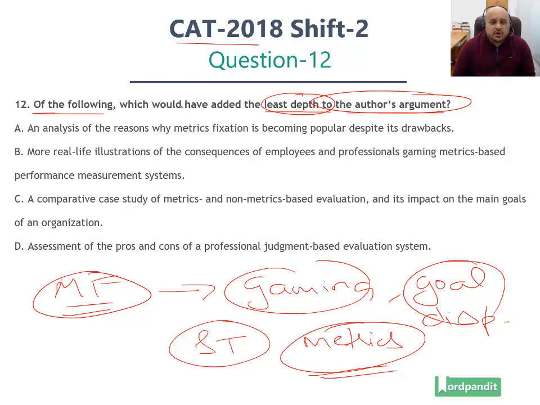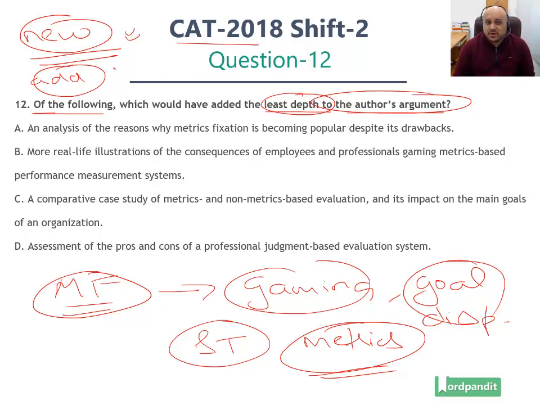Now, all of the options would add depth to the author's argument if they provide something new, if they provide new insights, if they add to what the author has said. Remember, we are searching for new information. Things that he has already mentioned, facts which have already been stated, examples which have already been given, are not going to add depth to the author's argument. New perspectives, new evaluations are going to add depth. So 3 out of these 4 options are going to add something to the author's argument. One option is not going to do that, right?